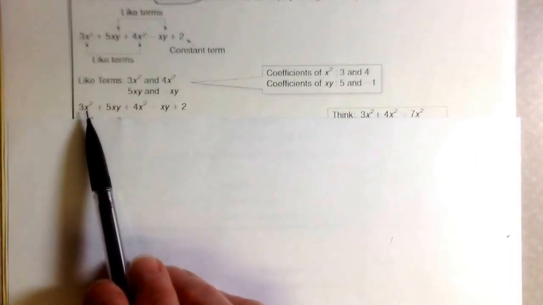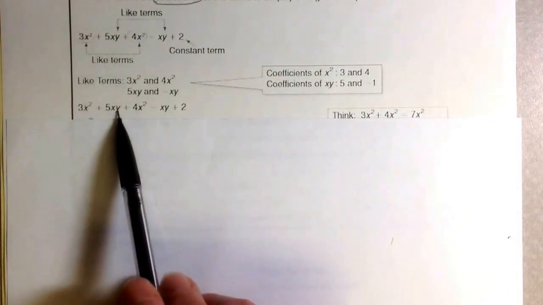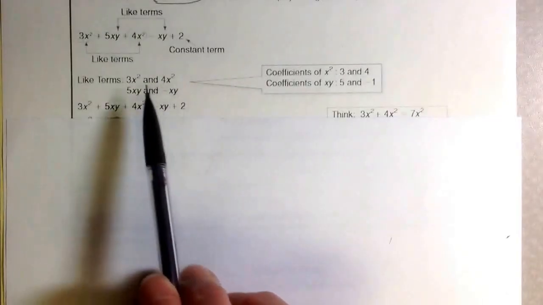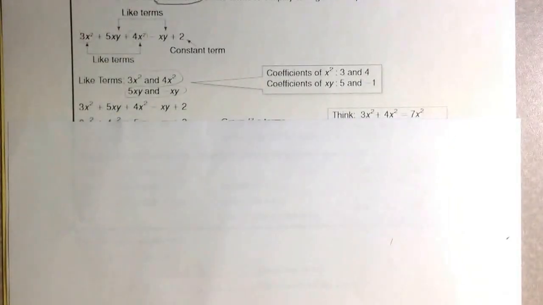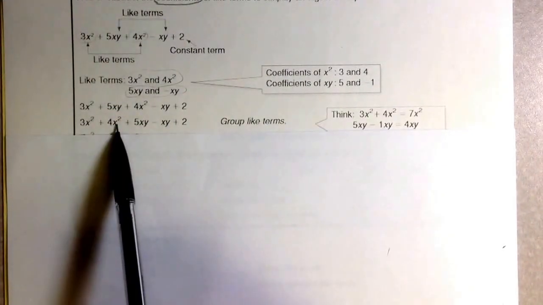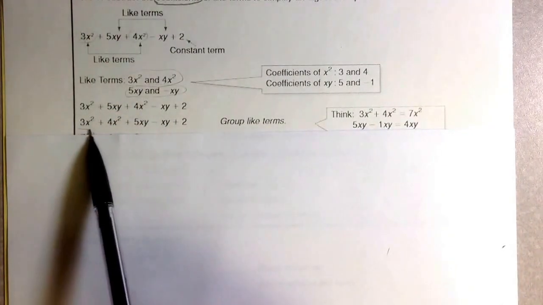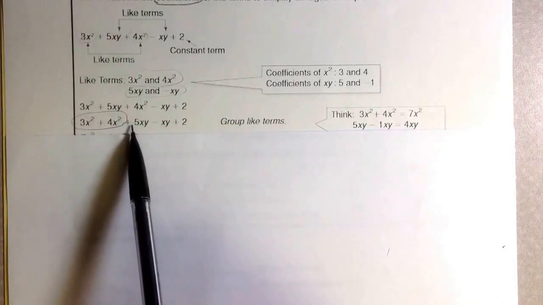and this is the original question that you started with. They grouped the like terms here, and now they're putting them in order. So these are now like terms right next to each other.